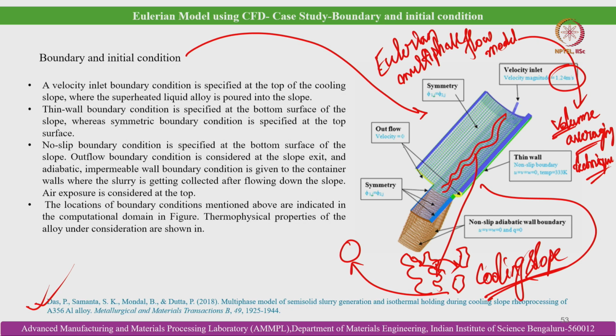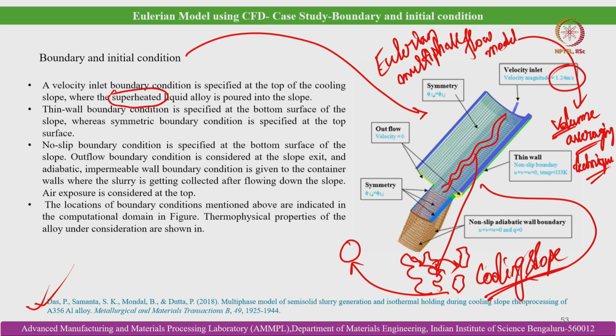We have discussed this in detail in the casting module of this course, so you can revisit that to understand the mechanism of near spherical grain formation better. After the velocity inlet boundary condition, which is specified at the top of the slope where the superheated liquid melt is poured into the slope, superheated means it is beyond the liquidus temperature of that particular alloy.